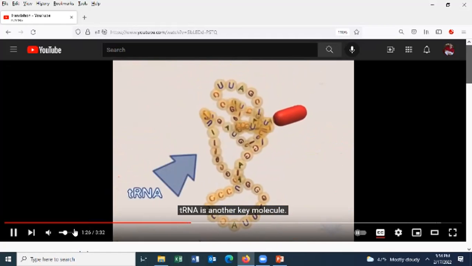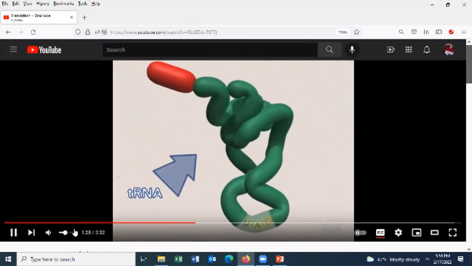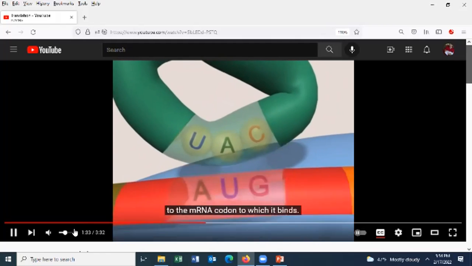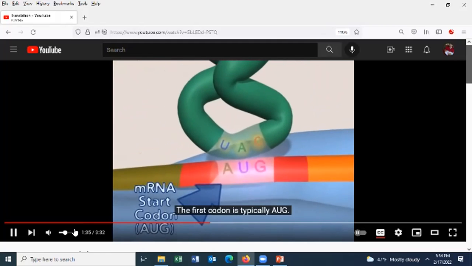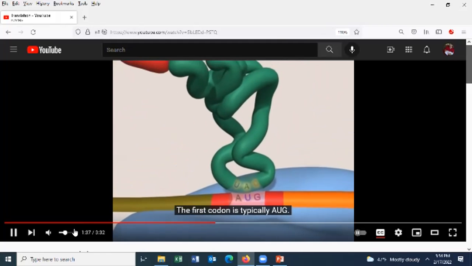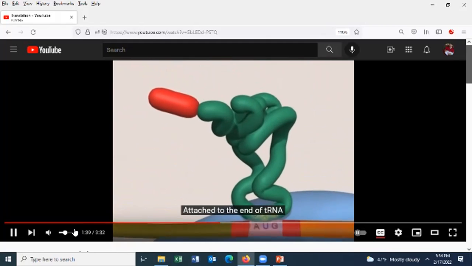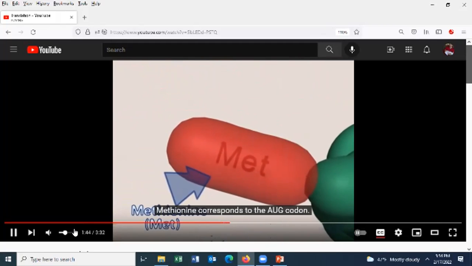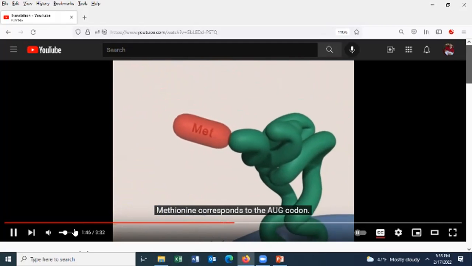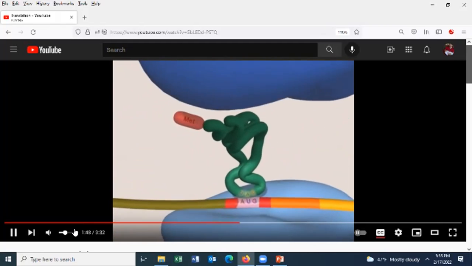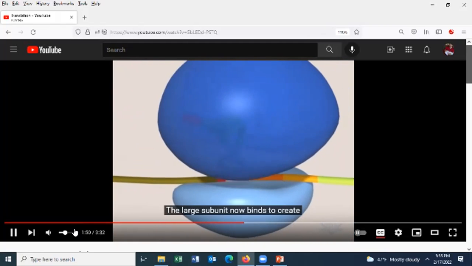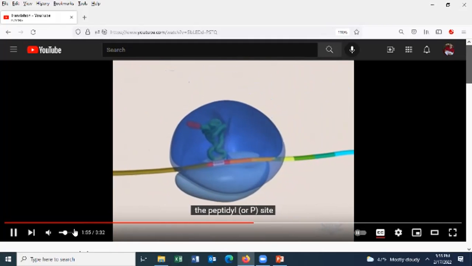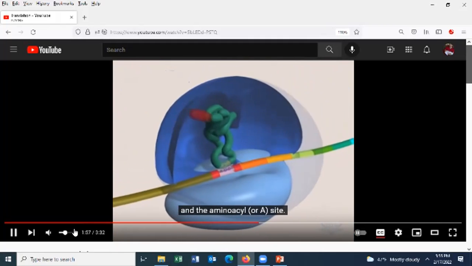tRNA is another key molecule. It contains an anticodon that is complementary to the mRNA codon to which it binds. The first mRNA codon is typically AUG. Attached to the end of the tRNA is the corresponding amino acid. Methionine corresponds to the AUG codon. The large subunit of the ribosome now binds to create the peptidyl, or P site, and the aminoacyl, or A site.